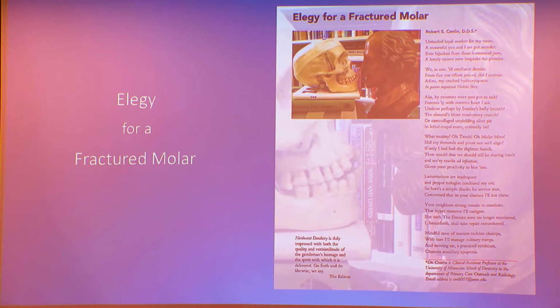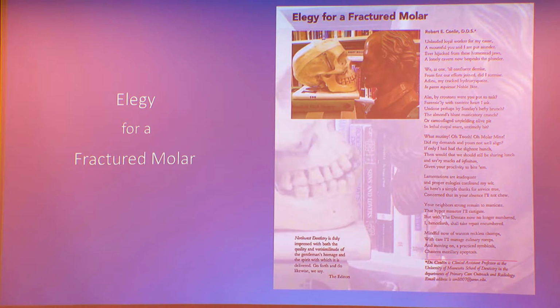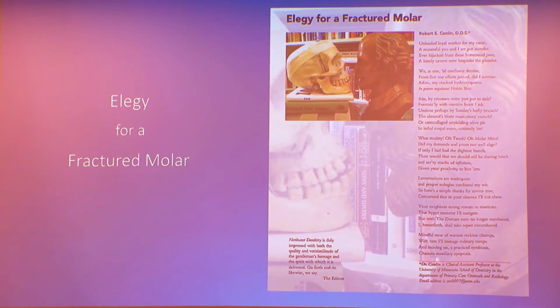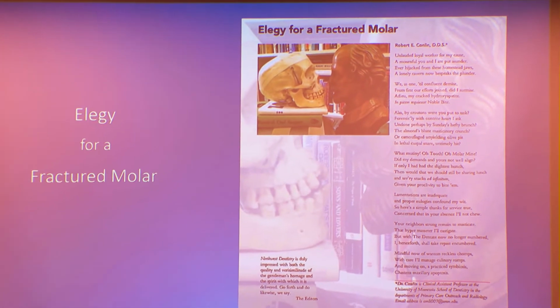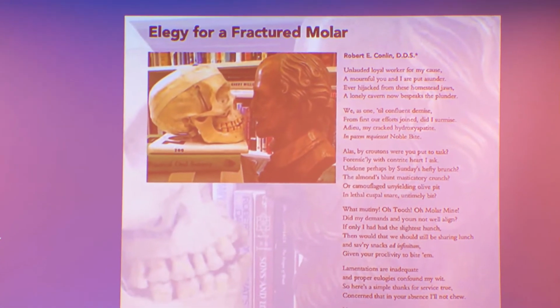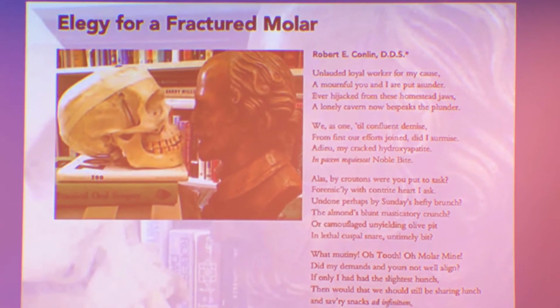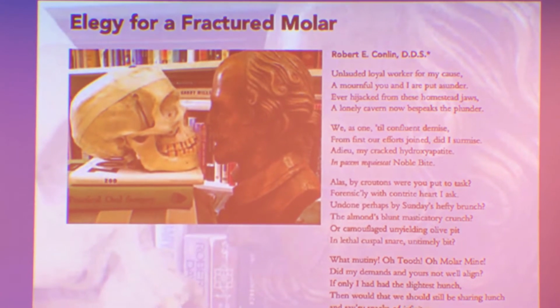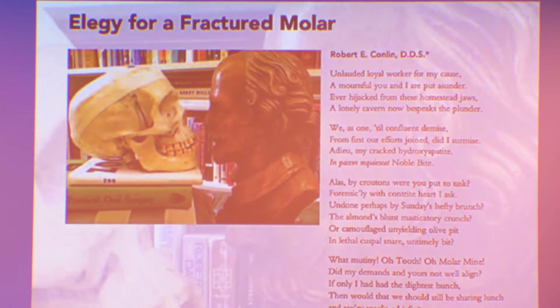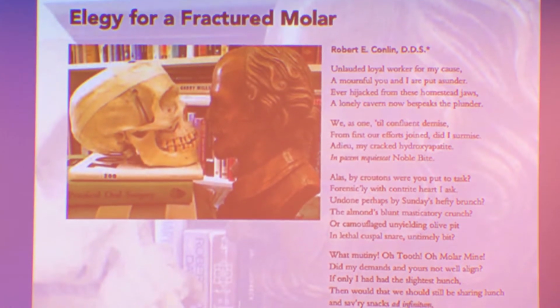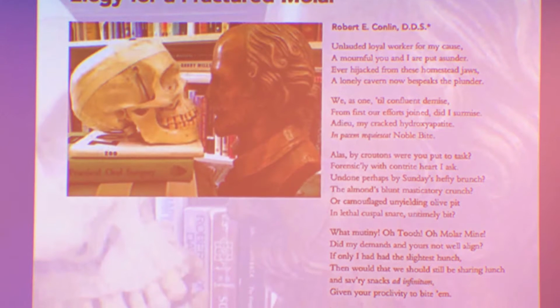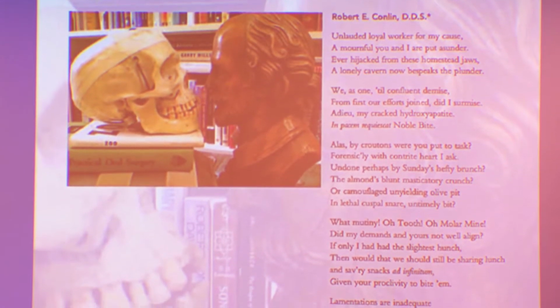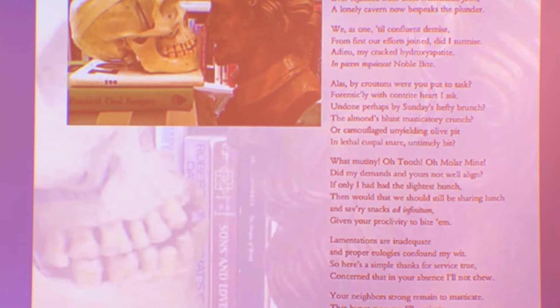Unlauded loyal worker for my cause, a mournful you and I are put asunder, ever hijacked from these homestead jaws, a lonely cavern now bespeaks the plunder. We as one till confluent demise, from first our efforts joined did I surmise. Adieu, my cracked hydroxy appetite, in pacem requiescat, noble bite. Alas, by croutons were you put to task, forensically with contrite heart I ask. Undone perhaps by Sunday's hefty brunch, the almond's blunt mysticatory crunch, or camouflaged unyielding olive pit in lethal cuspal snare untimely bit.